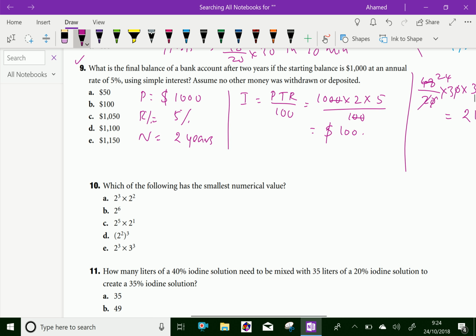Now the final balance equals what he deposited, 1000, plus the interest he earned, 100, so this is $1,100. So this option is D.